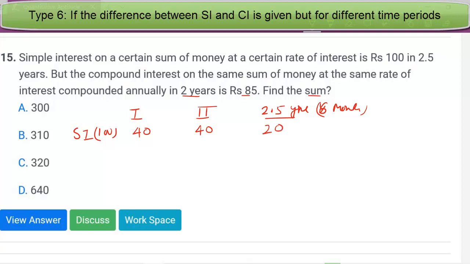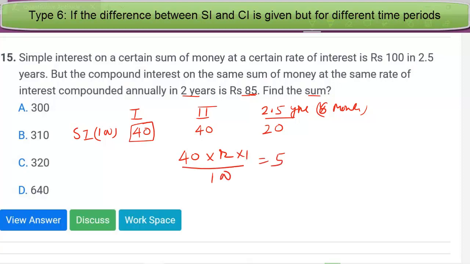Now the question is the compound interest on the same sum of money at the same rate of interest compounded annually in 2 years is 85. So in 2 years the simple interest is 40 plus 40, which is 80, right? So why is this difference of 5 rupees being created? This is because of the interest which has been accumulated in the first year. So directly we can apply this. Like the 40 interest that has been accumulated, with some rate of interest in 1 year is giving you 5, which is making the difference.